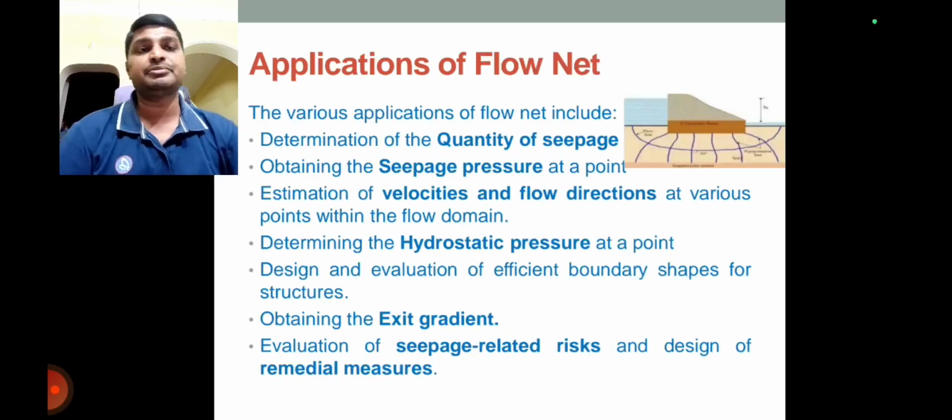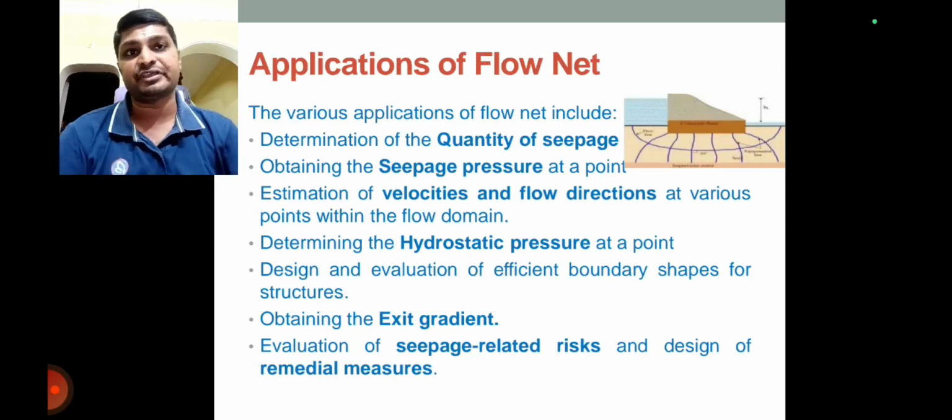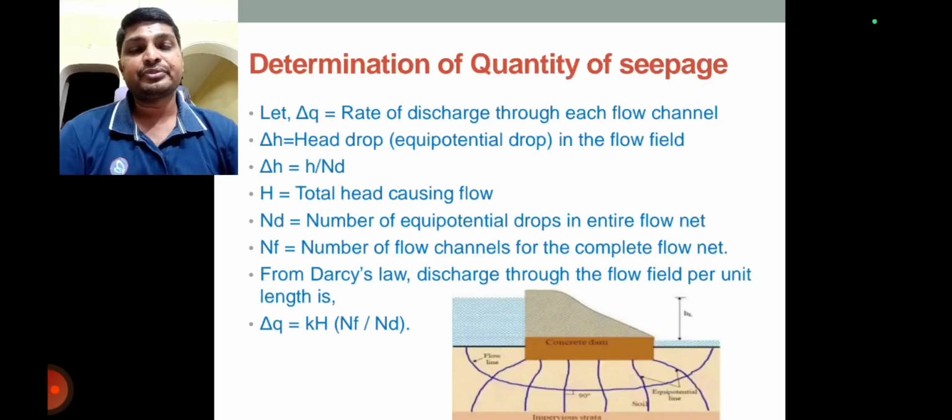What are the applications of the flow net? The flow net can be applied in several ways. We can find the quantity of seepage and the seepage pressure. We can find the velocity of the flow direction, and we can find the hydrostatic pressure. We can find the exit gradient of the flow line, and we can evaluate seepage-related risk, and we can design the remedial measures also. These are the number of applications we can observe for the use of the flow net.